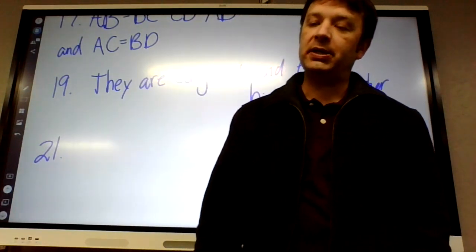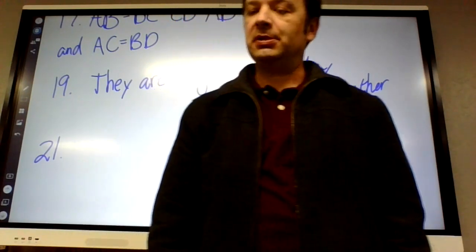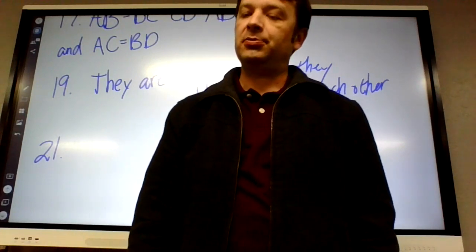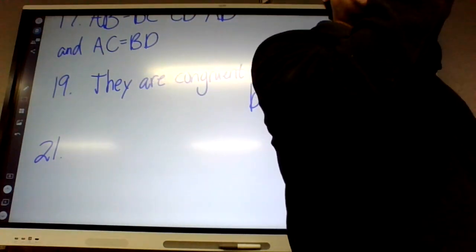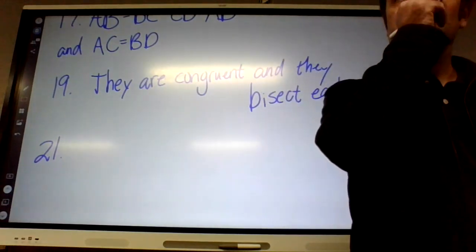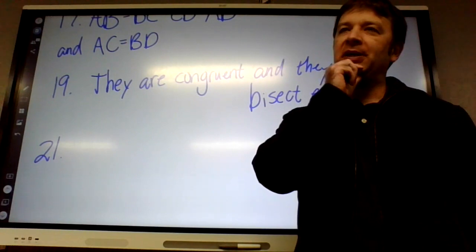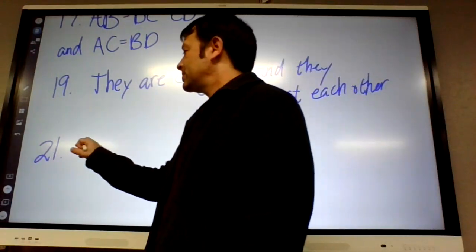21. State another name for the polygon. Equiangular rhombus. What's equiangular mean? It's all equal. Equal what? Angles. So a rhombus with equal angles is a square. It's got equal sides, equal angles, that's a square.